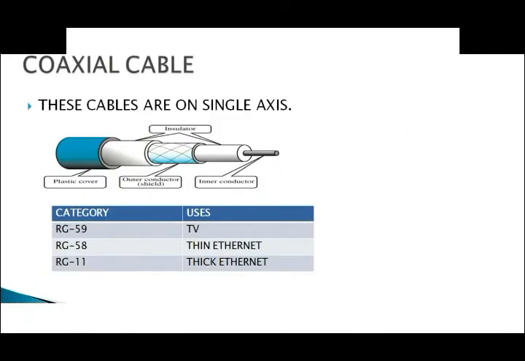Coaxial cable. It has a conductor such as copper wire. Then above that it has an insulator. Then again a conductor above that insulator, and then again an insulator, and at last a plastic cover. These cables are on a single axis. They are used in TV cables such as RG59, as a thin Ethernet in the telephone cables as RG58, and RG11 is used as a thick Ethernet.